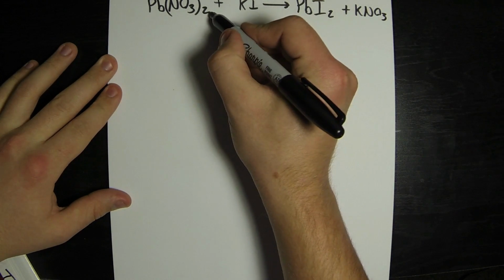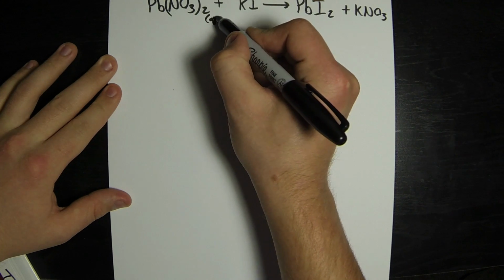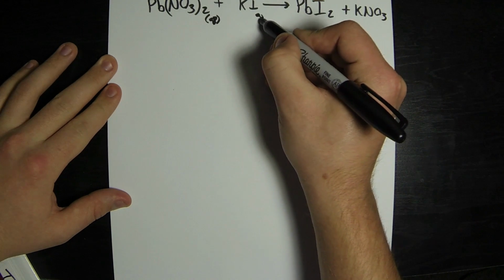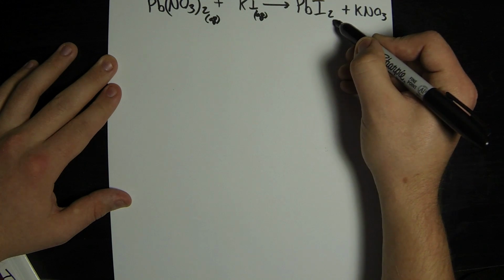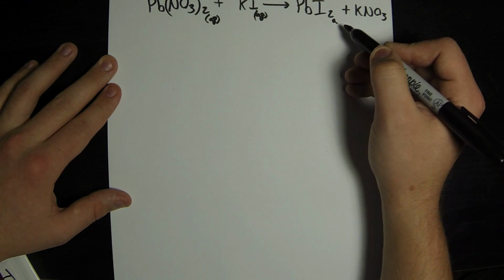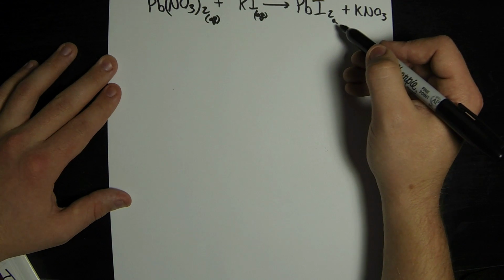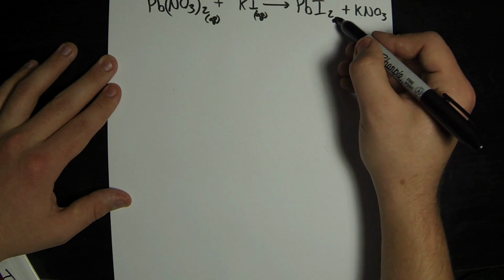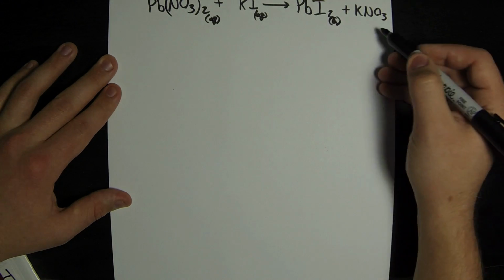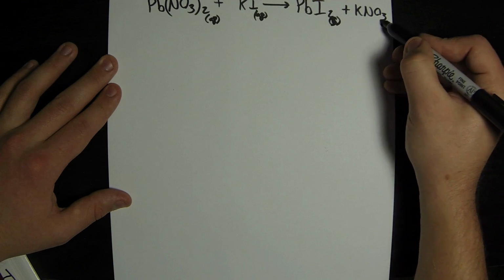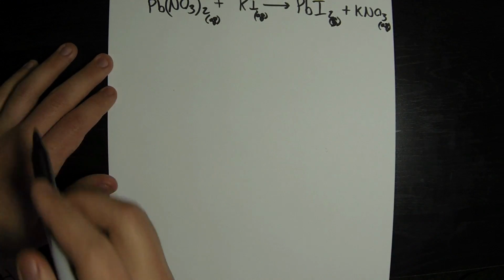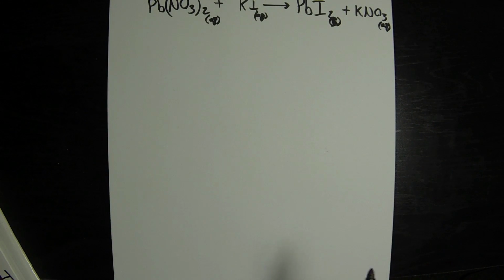From our solubility rules, we know this is going to be aqueous. It's not really part of the question. This will also be aqueous. This one will be solid, wouldn't it? By our solubility rules, it's a solid, it's an S. And this one here is going to be aqueous. So, solubility rules, look those up. That's not part of this video, but I want to put the states down.